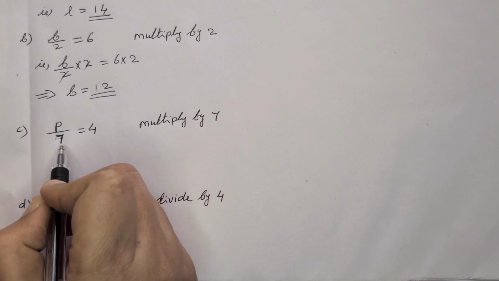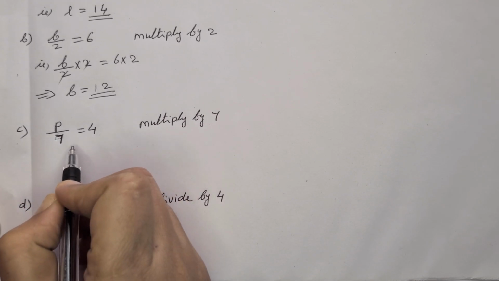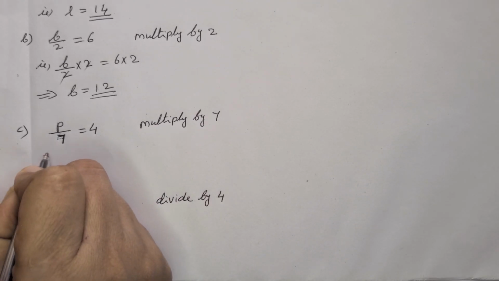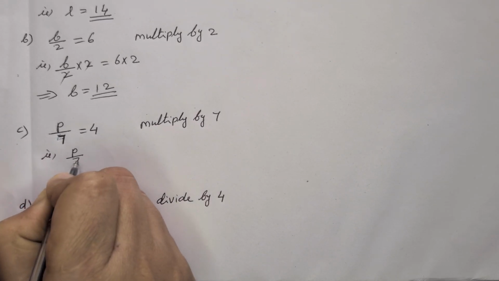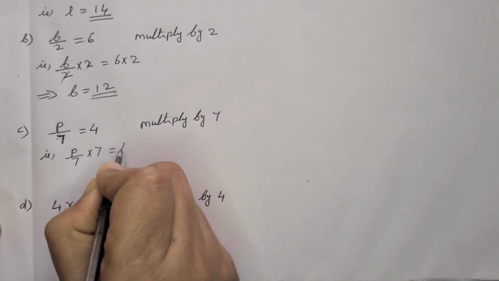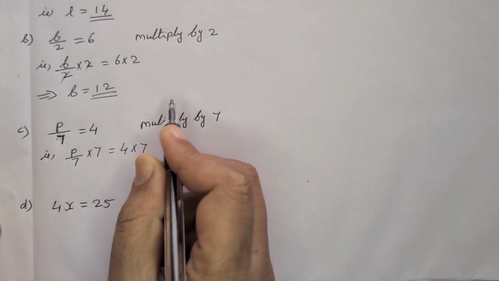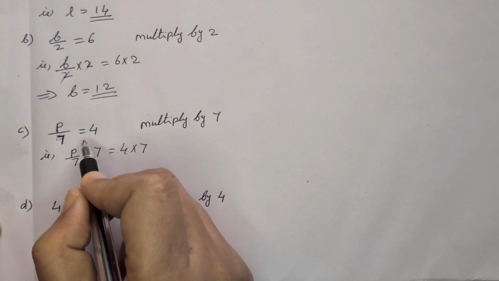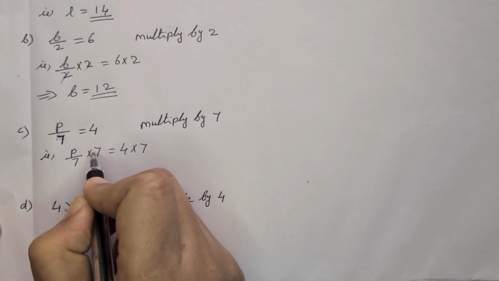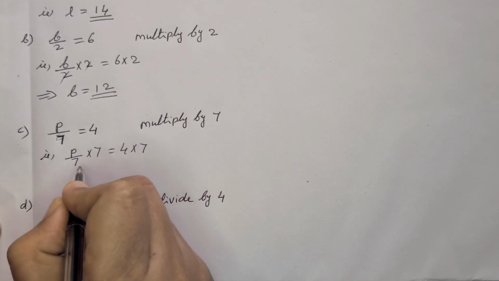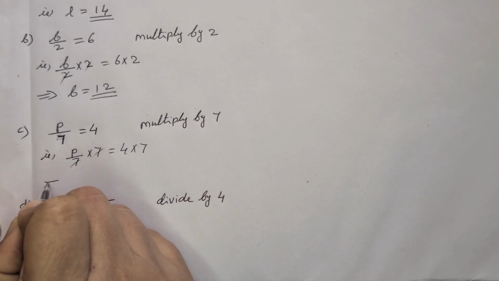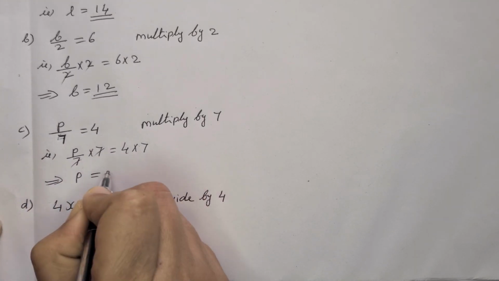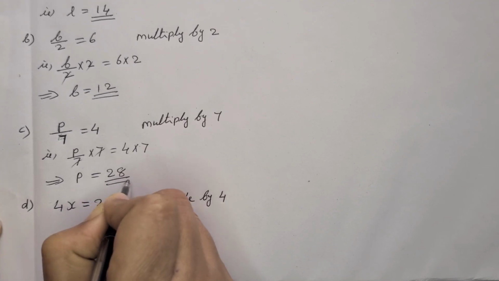C. p by 7 is equal to 4. So multiply by 7 to remove the 7 from the denominator. That is p by 7 into 7 is equal to 4 into 7. All these calculations we have to do on both the sides of the equation. So here we are multiplying by 7 both sides. 7 and 7 will cancel, which implies now here only p. p is equal to 7 into 4, 28.